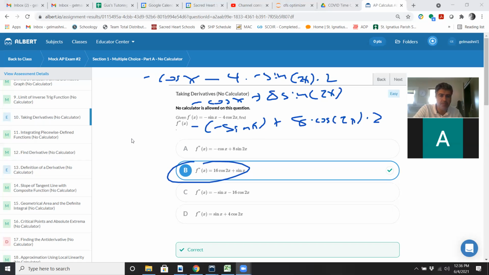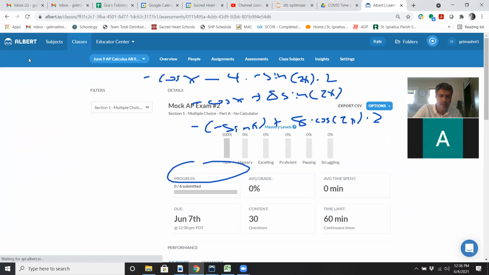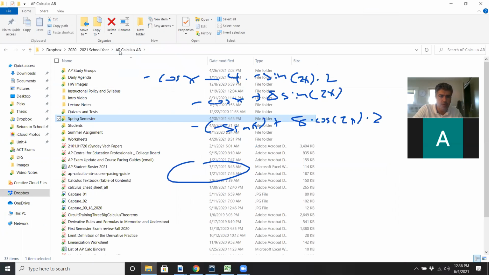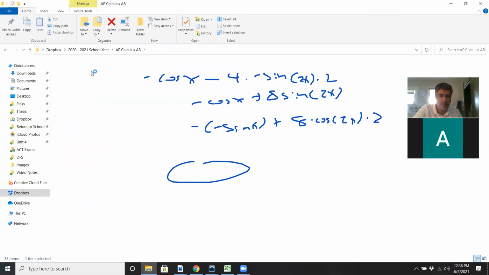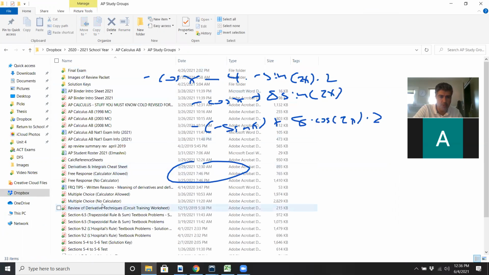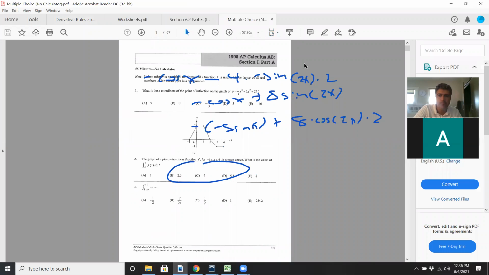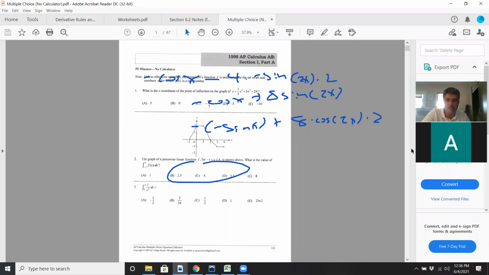Let me have you try some multiple choice problems right now. You can go to Schoology and access this under the multiple choice calculator, non-calc. The file is actually called multiple choice no calculator. And let's take a look at 2008.